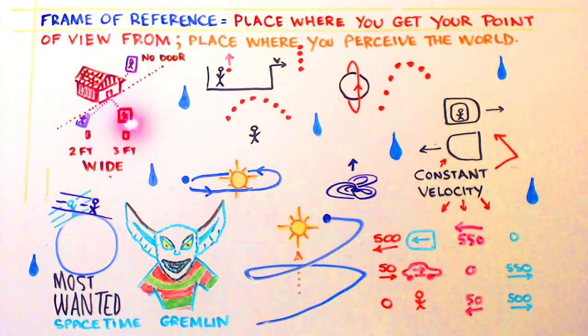According to the red frame of reference, he gets a direct line at that door. He can see it's 3 feet wide. This blue man is barely past this line right here, so he has a different angle. From his angle, he can only see that the door is 2 feet wide. So from the blue frame of reference, the door is 2 feet wide. From the red frame of reference, it's 3 feet wide, and from the purple frame of reference, there is 0 door.